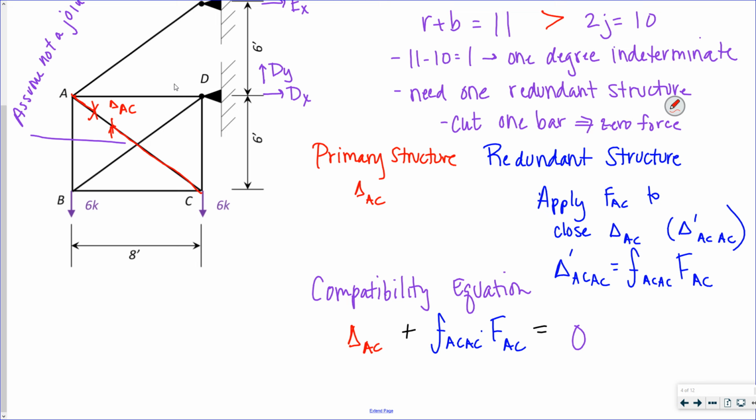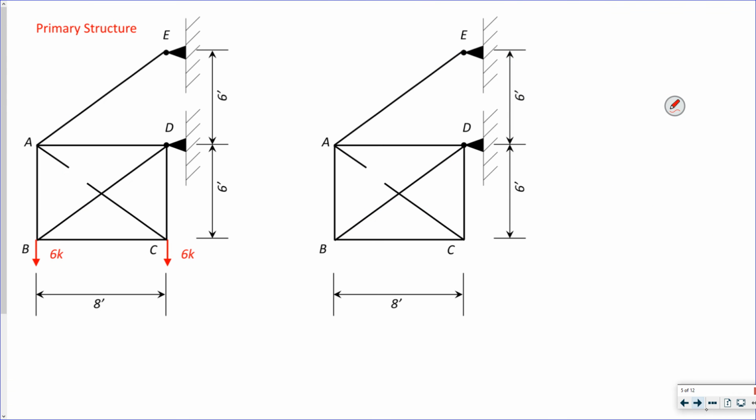Okay, this might make more sense as we start doing it. All right, this is a delta AC due to the member being cut. So here I have my primary structure, and I cut it.